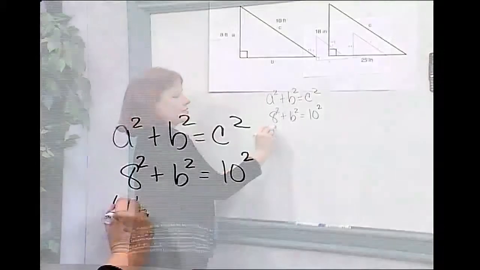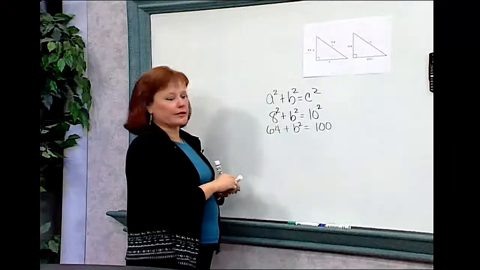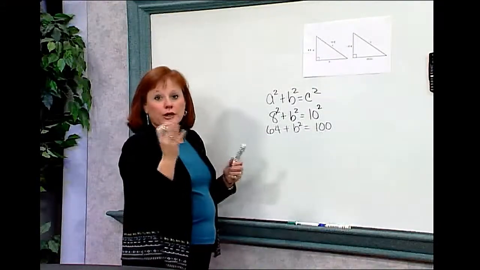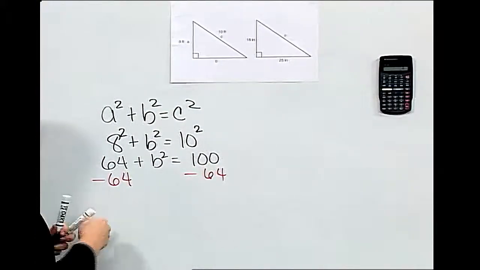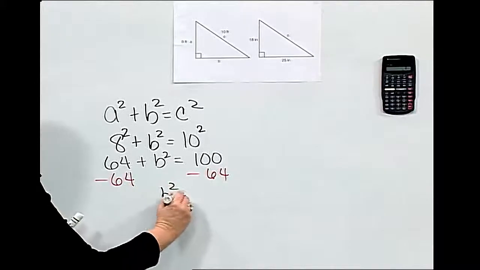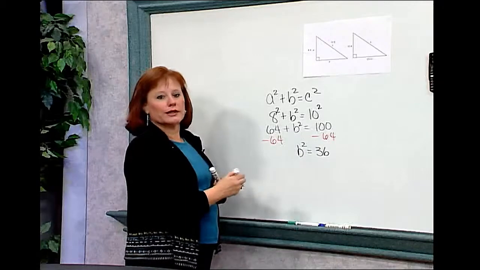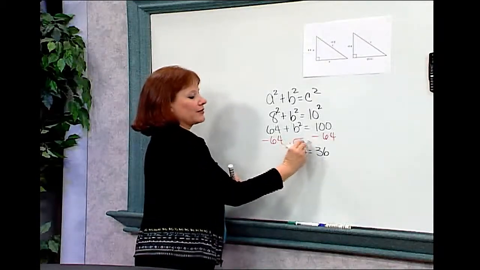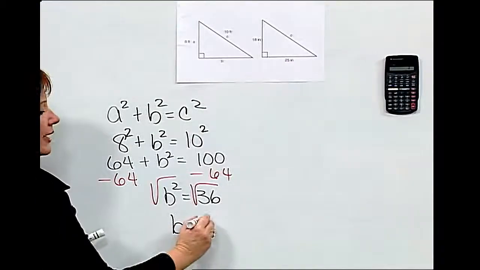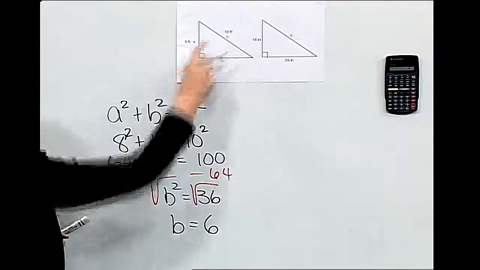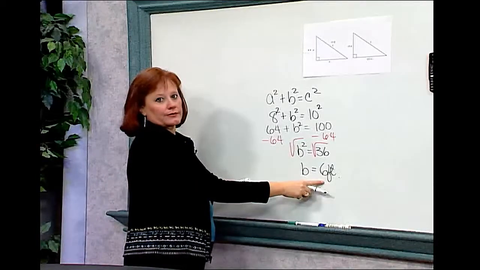If I square 8, I get 64 plus b squared is equal to 100 when I square the 10. Now in solving this equation, I'm going to use my good equation solving skills, and I'll subtract 64 from both sides. When I do that, the 64 is gone, and I have b squared is equal to 36. Since b squared is equal to 36, I solve for b by taking the square root of both sides of this equation. That way I find out that b, the missing leg, is equal to 6. Since I'm in feet, my answer should be labeled as well. The missing leg is 6 feet long.